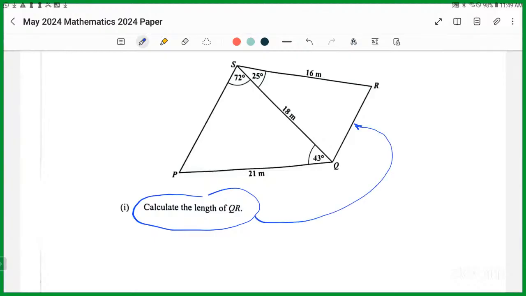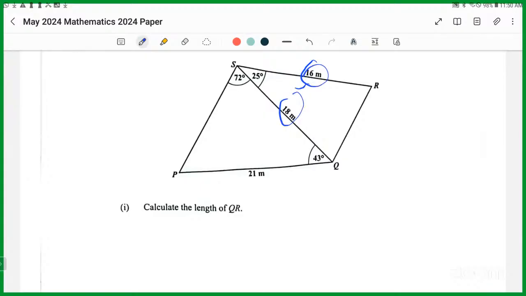To find that length, we're going to work in this triangle. And what do we have in the triangle? We have the situation for the cosine rule because we have two sides and the angle between them. Remember, to use the sine rule, you must have a side and an angle opposite each other, where you know both of them. In this case, we have two sides and an angle between, so it's the cosine rule that we're going to use.